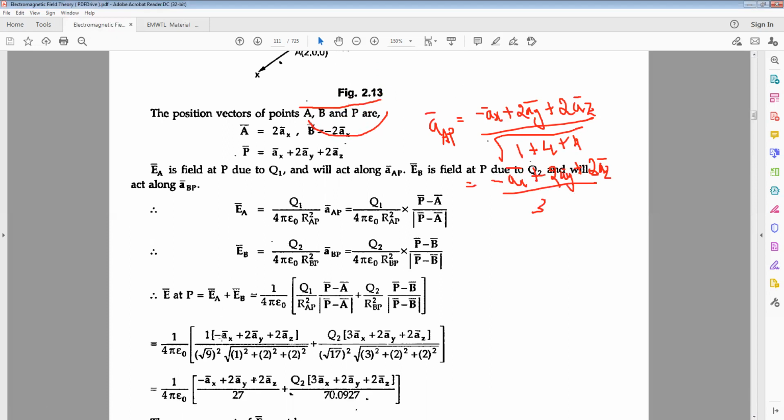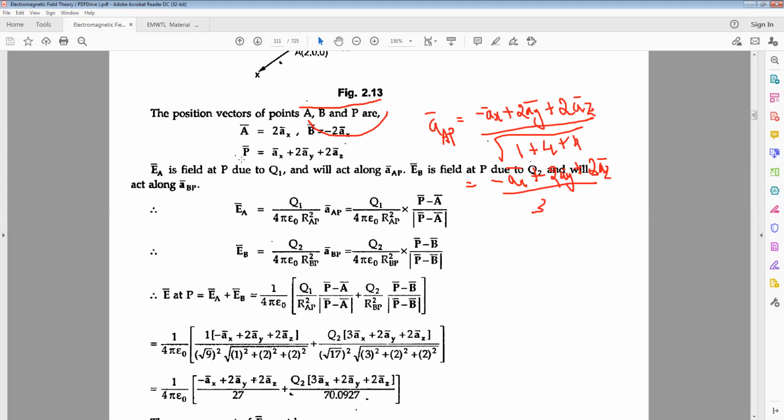So this is the value here: minus AX plus 2 AY and 2 AZ bar. Again, they're checking in terms of A and AP bar, and here the R square is there, that R square is root 9 whole square. The magnitude is the square root of 1 plus 4 plus 4.